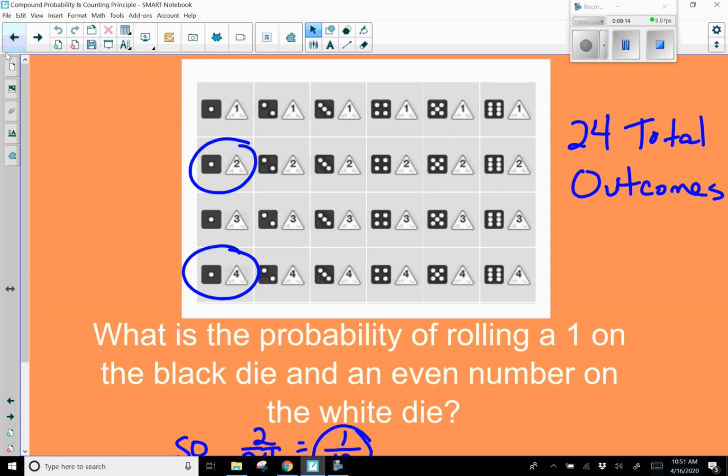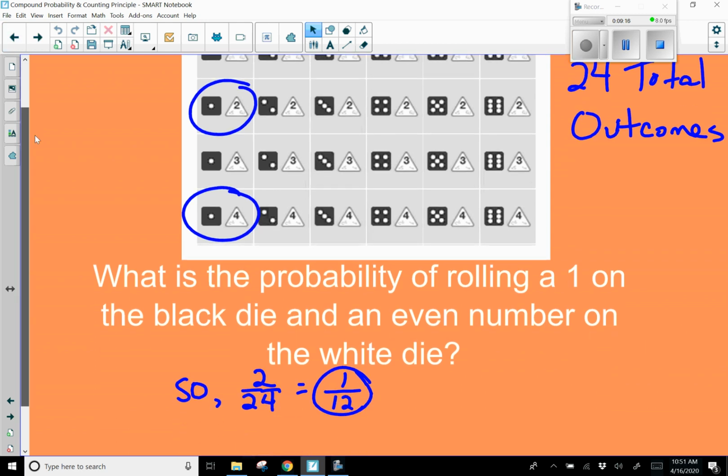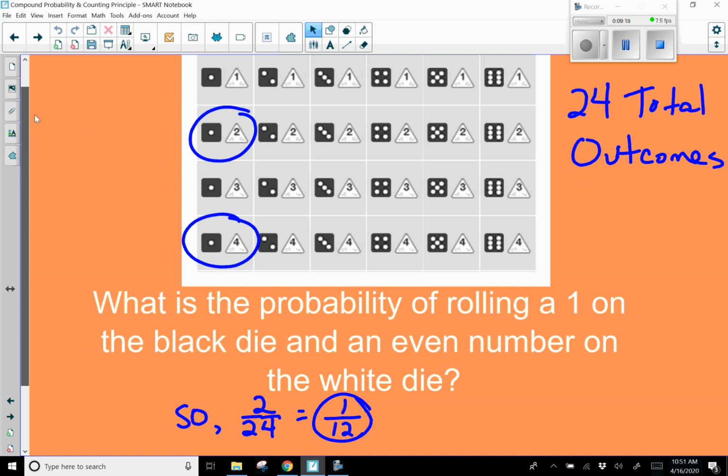Okay, what is the probability of rolling a 1 on the black die and an even number on the white die? Well, as you can see, we've got 1, 2, 3, 4, 1, 2, 3, 4, 5, 6. So there's 24 total outcomes.